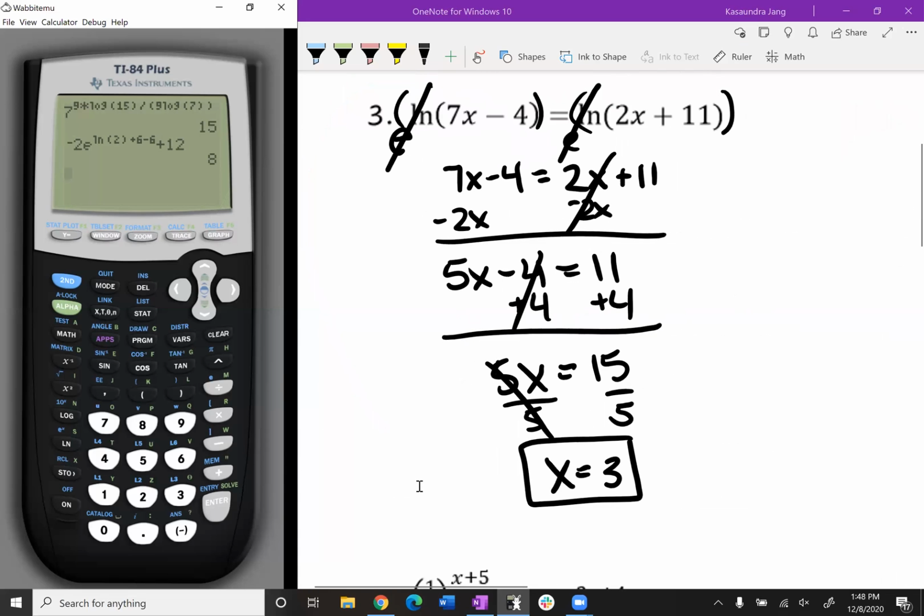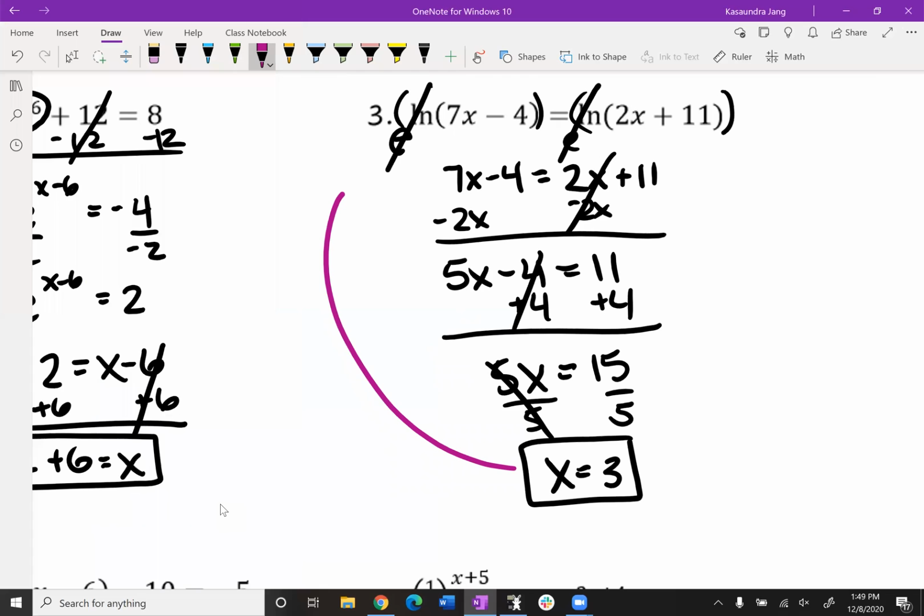All right, last one here, number 3, or sorry, the x equals 3. I'm going to plug that in. Natural log of 7 times x. I think my x is a 3, so like 7 times 3 minus 4. Let's see, that is really messy. Oh my goodness. So it's like 2.833, blah, blah, blah.